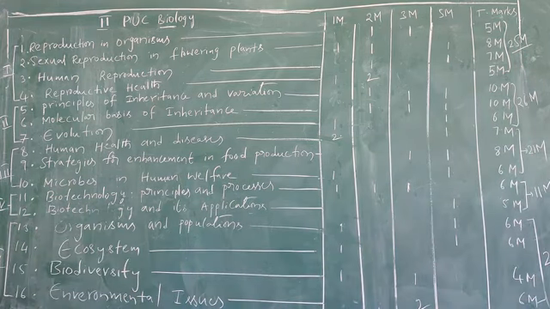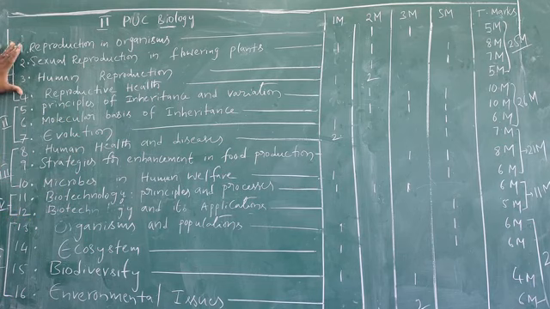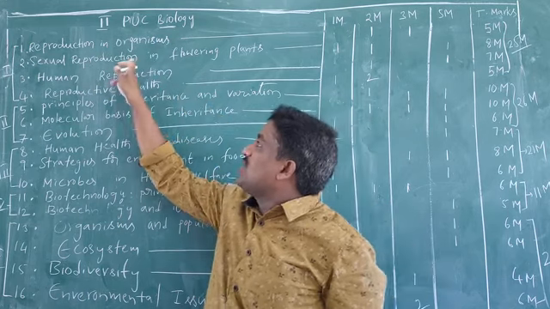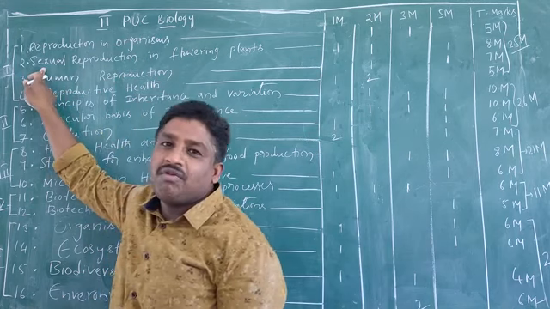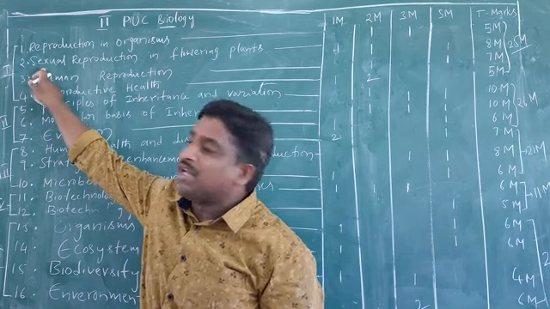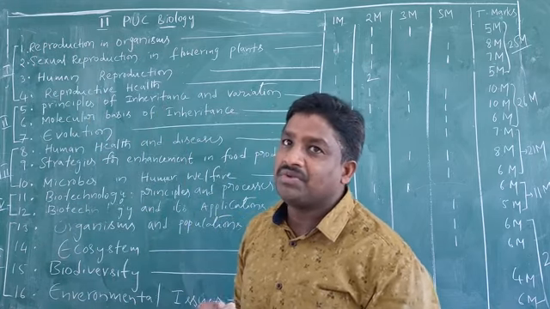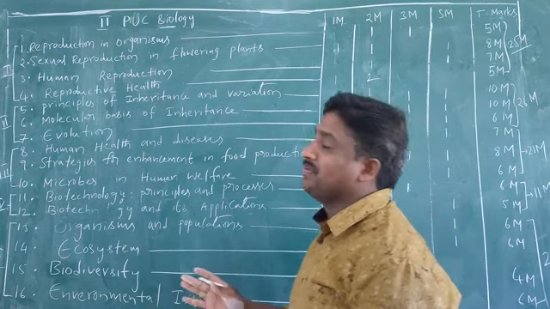So now you can see here in basic biology, unit 1. There are 4 chapters. The first 4 chapters belong to reproduction. So here you can see reproduction in organisms and sexual reproduction in flowering plants. These are reproduction of flowering plants. That means in the first chapter, what are the basic points of reproduction?